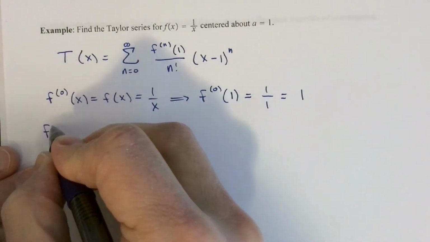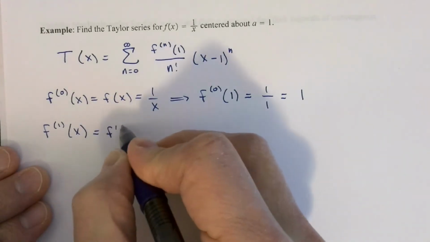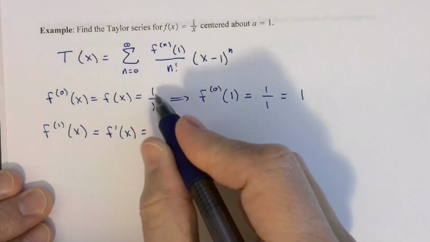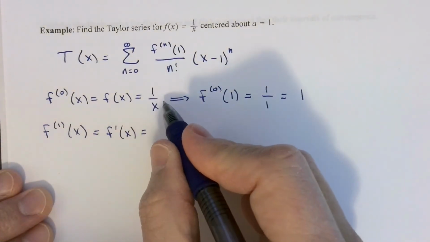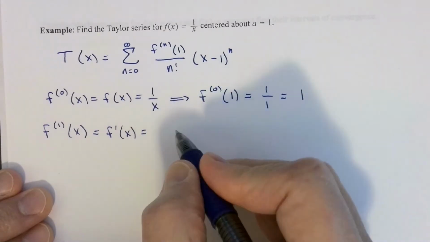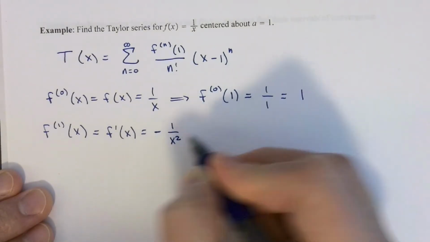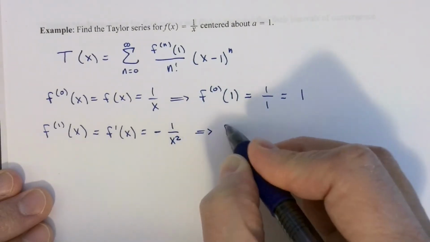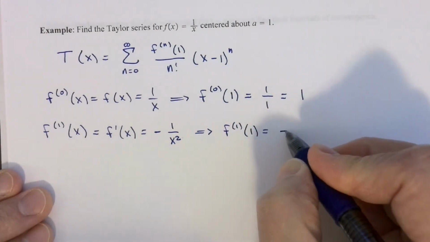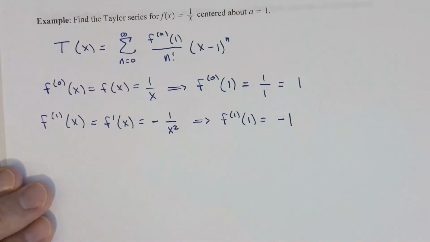What about the first derivative of the function? Well, what is the derivative of 1 over x? Well, 1 over x is x to the -1 power. So that's negative x to the -2, or -1 divided by x squared. So the first derivative evaluated at 1 is going to be -1 divided by 1 squared, which is -1. So we got 1, we got -1.